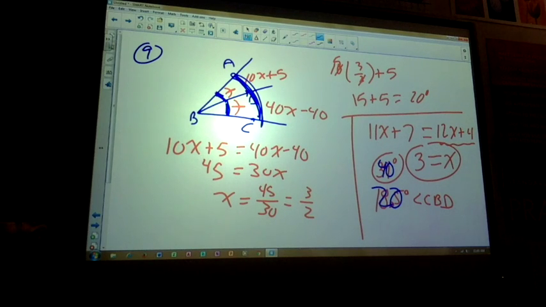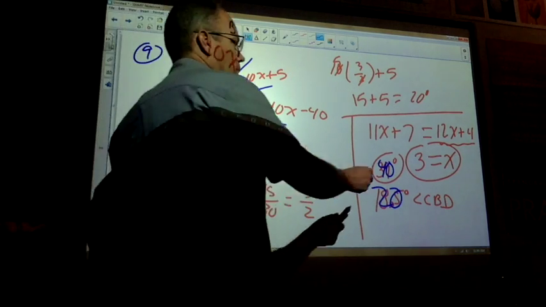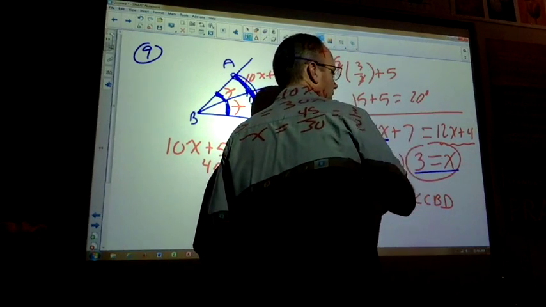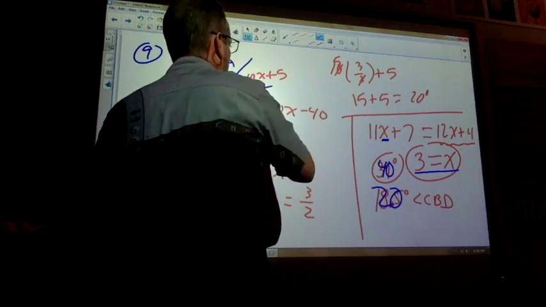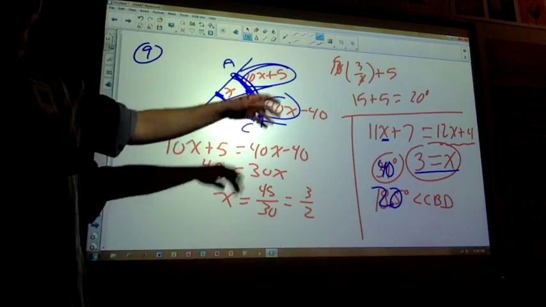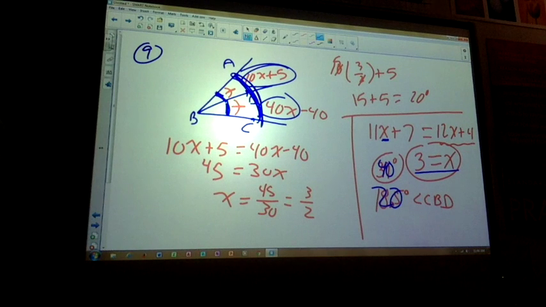And also, how did you get from x equals 3 to 40 degrees? I just took this and plugged it in for x, so that becomes 33 plus 7, which is 40. So the whole angle is 40, and then each of these angles is going to be 20, 20.